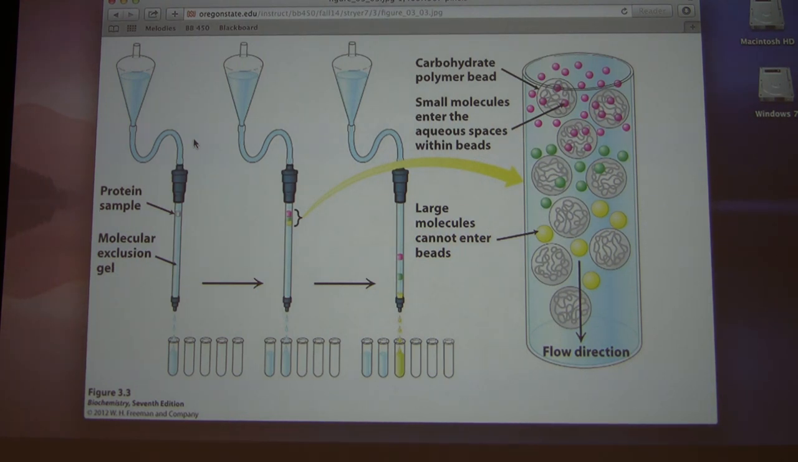So in molecular exclusion chromatography, or gel filtration, again, the two terms are used equally, and by the way, chromatography simply means separation. In this type of chromatography, the largest proteins will come through first, and the smallest proteins will come through last.